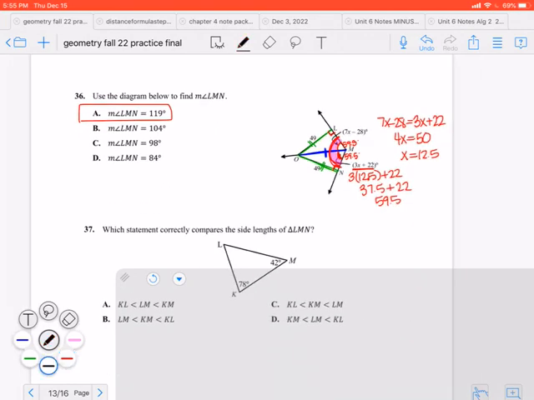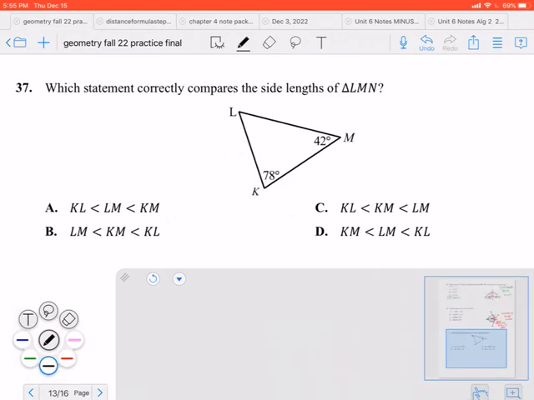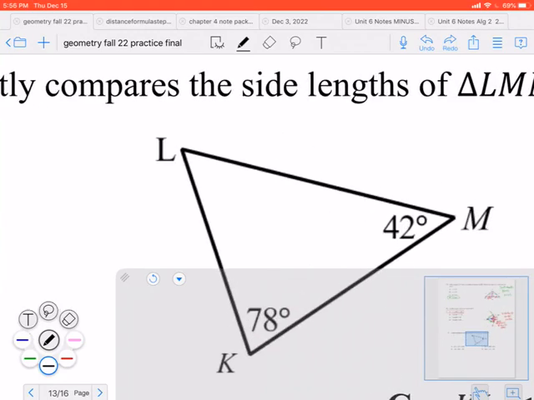All right, 37. Which statement correctly compares the side lengths of triangle LMN? Because we know the angles, we can put the sides in order from smallest to largest or largest to smallest. But we're missing this angle, but that's easy to find out. All angles in a triangle add to 180. So I'm going to go 180 minus 42 minus 78, and that is 60 degrees.